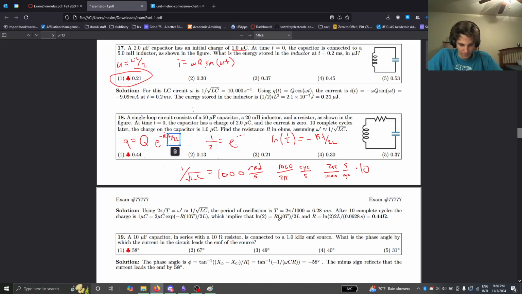ln 1/2, e over 2l, 1/2. Run it back. Multiply by 2. Multiply by l. Divide by t, which is 2, 3. And then times 10.